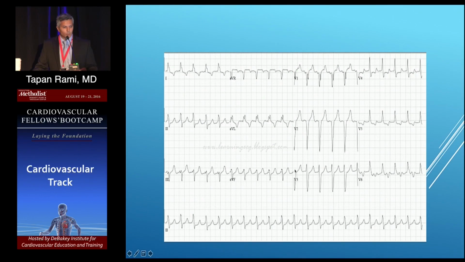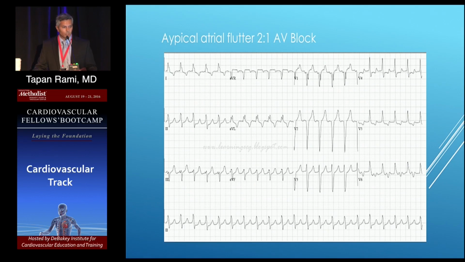Okay, so what about this rhythm? What does this look like? We have a P before every QRS, and if we look over here on the inferior leads, those P waves seem to blend in pretty closely with the QRS. So at first glance, it may just look like a sinus rhythm, but there are actually P waves buried within the mid-terminal portion of the QRS here.